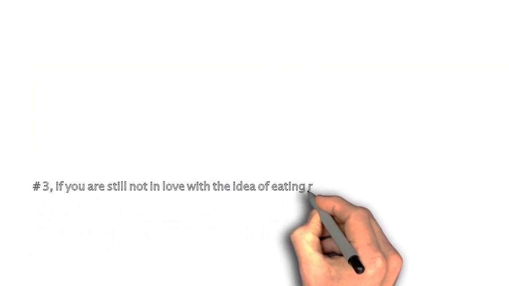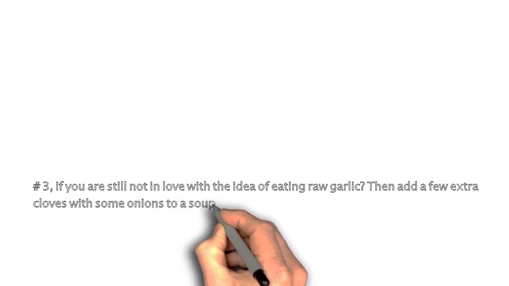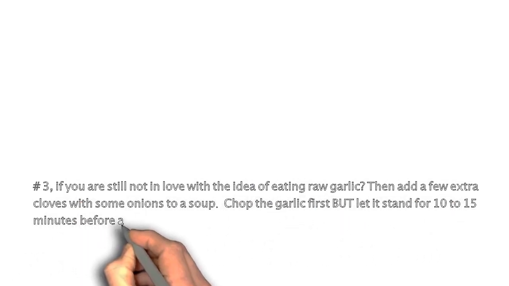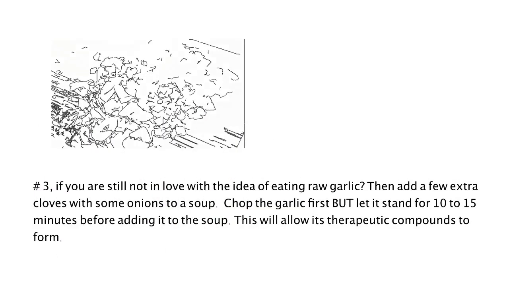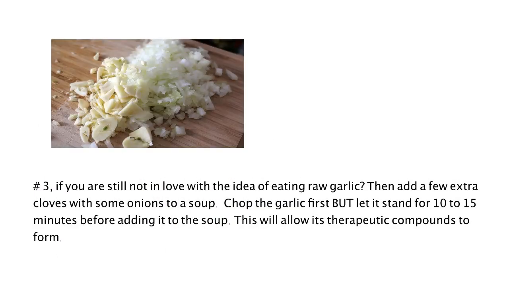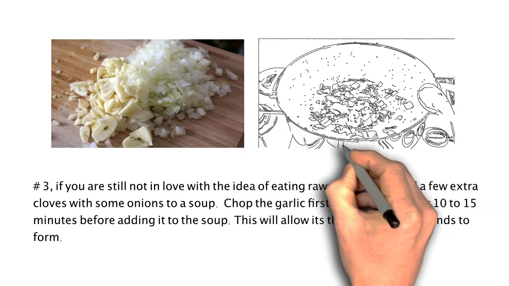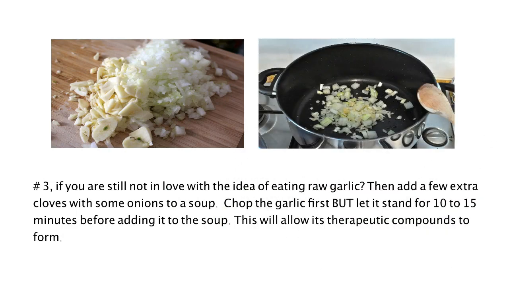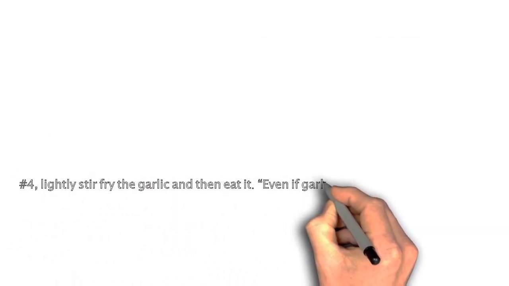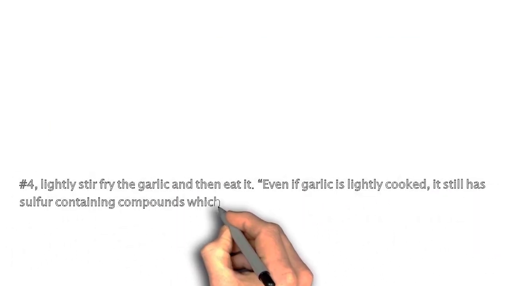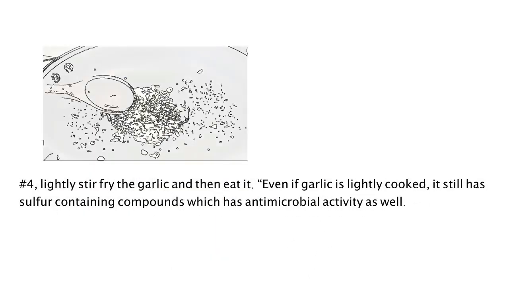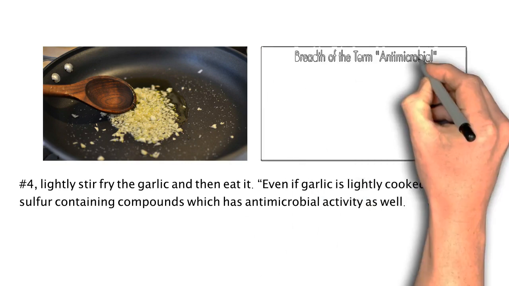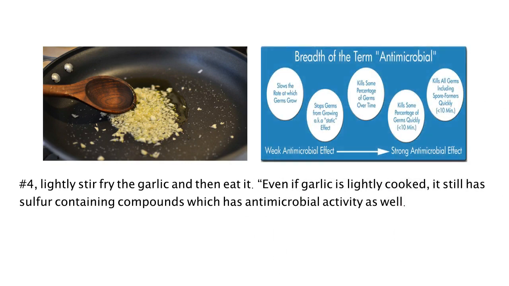Number 3. If you are still not in love with the idea of eating raw garlic, then add a few extra cloves with some onions to a soup. Chop the garlic first, but let it stand for 10 to 15 minutes before adding it to the soup. This will allow its therapeutic compounds to form. Number 4. Lightly stir fry the garlic and then eat it. Even if garlic is lightly cooked, it still has sulfur-containing compounds, which have antimicrobial activity as well.